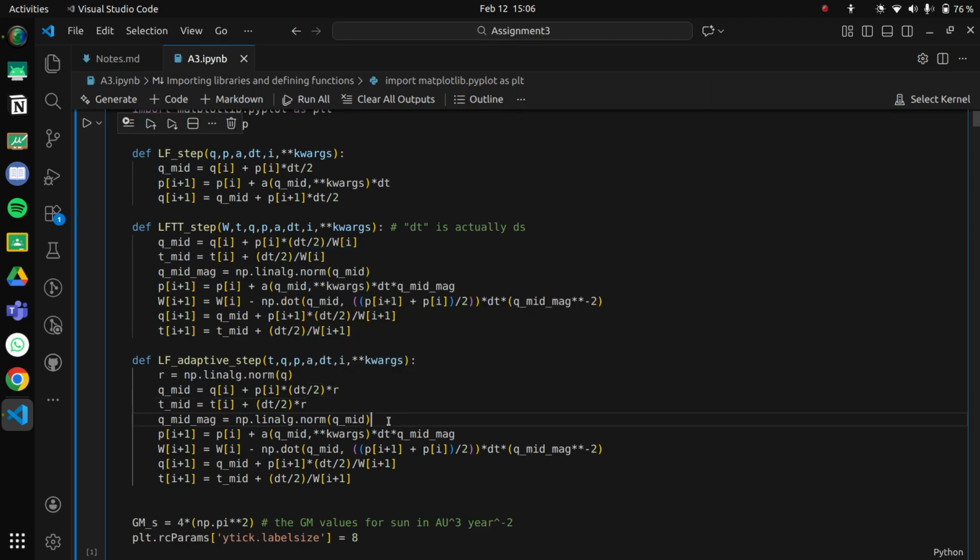So basically the same time step, except it's the same as what we were doing before, except you have a larger or smaller density depending on where you are currently. And then you have q mid magnitude as this thing. So we already did the thing. I don't think we need it anymore. Then you have pi plus 1 equal to pi plus a of q mid, keyword arguments. That's correct so far. Times dt times, so this is the thing, you're multiplying by q mid magnitude over there.